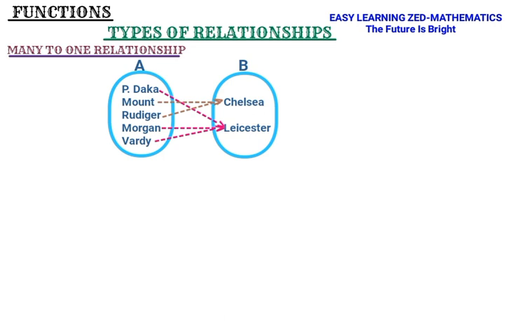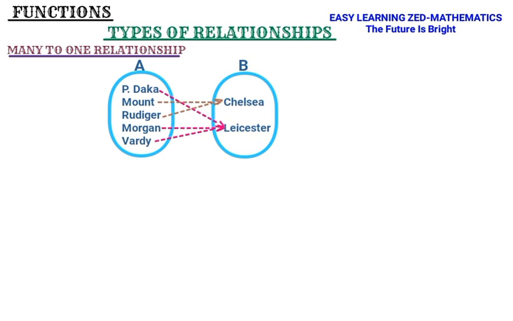Now you can see that there are two players who play for Chelsea, and also there are three players who play for Leicester. So as you can see, many players playing for one club: two players playing for Chelsea, three players playing for Leicester. Therefore, the relationship we can say here is many to one.